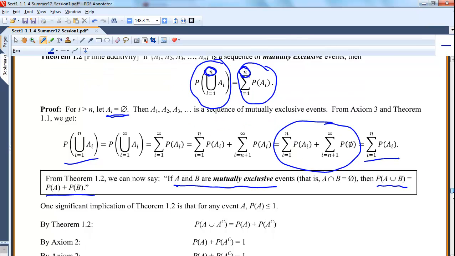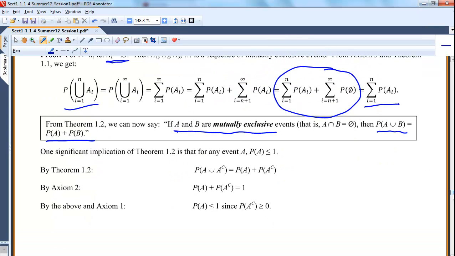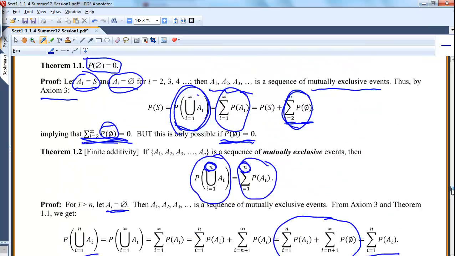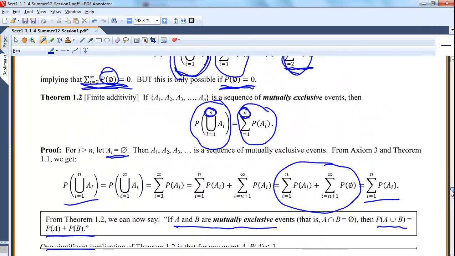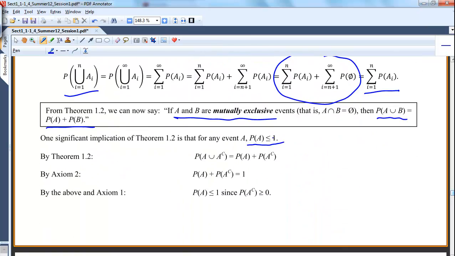There's another fact that we use all the time. Probability of A is less than or equal to 1. What did we say in the axiom? Probability of S is 1, right? So now what I'm showing here is probability of any event A is less than or equal to 1. Why? By theorem 1.2, we're allowed to do this. This is two finite events, and we're allowed to break it up into the sum of their probabilities.